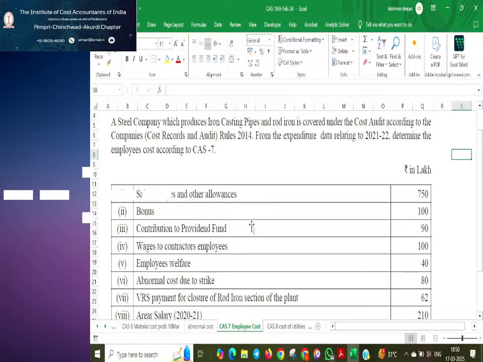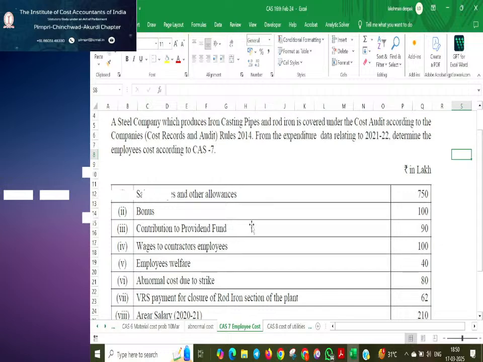Wages to contractors' employees. If you look at Cost Accounting Standard 7, it says that wages to some other contractors' employees will not be considered under the employee cost. So it needs to be excluded from our calculation. It should not be included. Then employee welfare, anything that you do for the, yeah? Yeah, wages to contractors' employees. It's not direct employees who are there. You are paying wages to their employees. That will not be taken under employee cost.